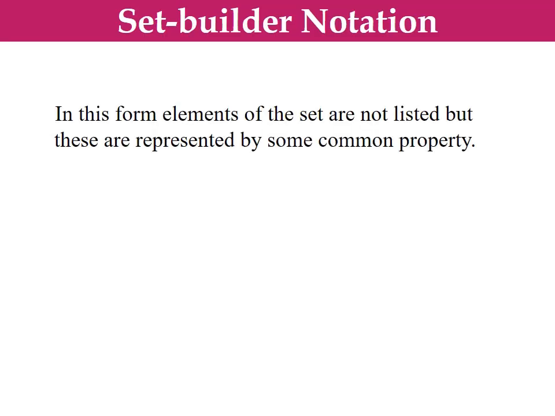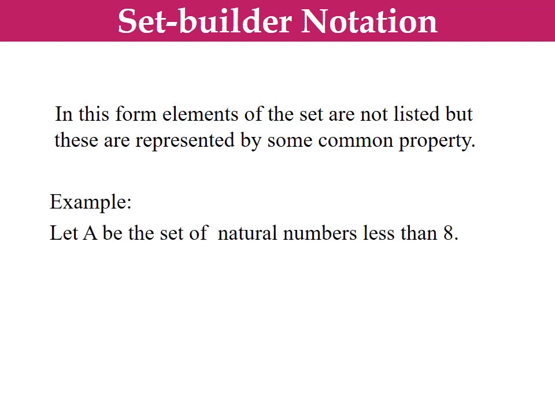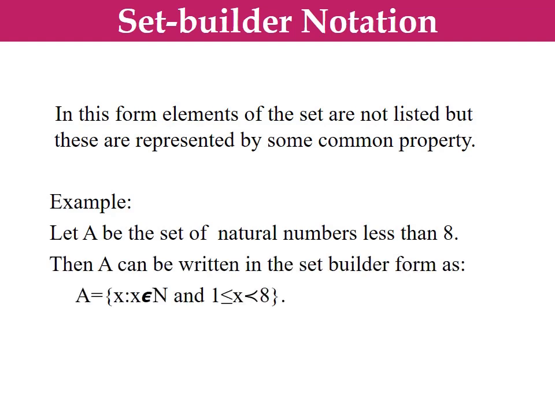The next method is set builder notation. In this form, elements of the set are not listed, but are represented by some common property. For example, let A be the set of natural numbers less than 8. How to write this using set builder notation? A is equal to the set of all x such that x belongs to N, where x lies between 1 and 8. More precisely, 1 less than or equal to x strictly less than 8. So this is the way to write this.